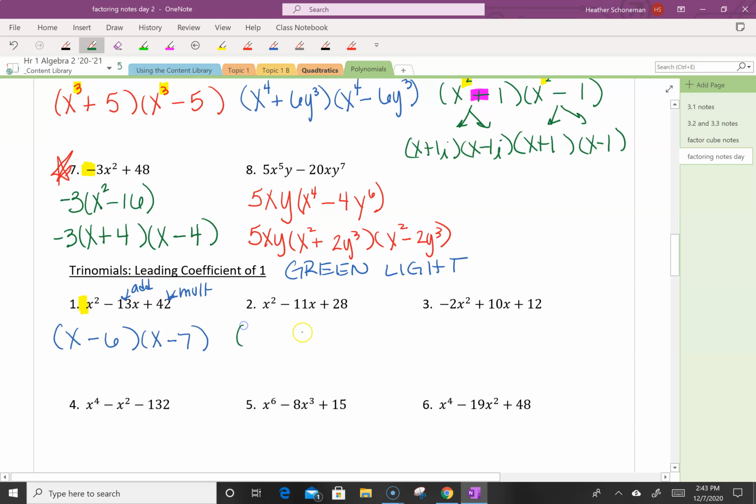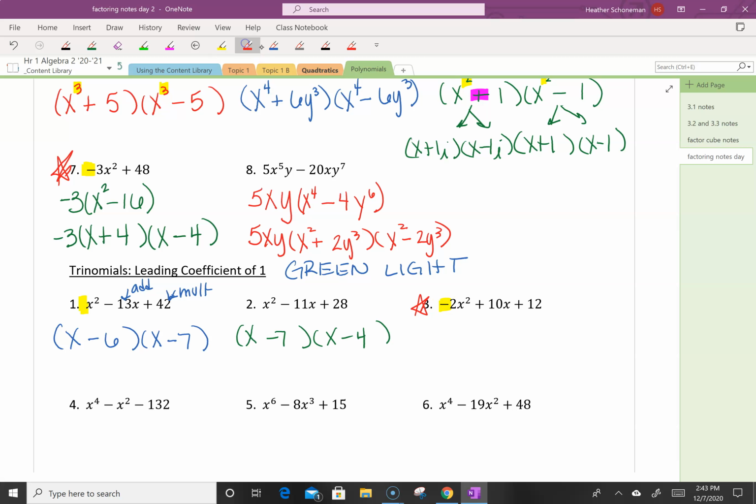Number 2, it's a trinomial, leading coefficient of 1. I'm going to go straight to my 2 parentheses. I'm looking for 2 numbers that multiply to 28 and add to -11, and those numbers would be -7 and -4. Done. Number 3, I see a negative leading coefficient.